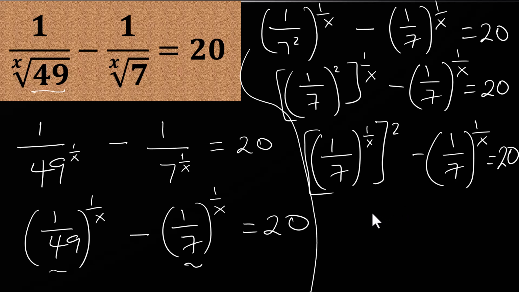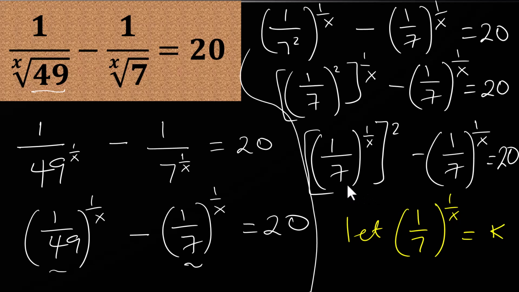So we have something in common here, that is 1 over 7 raised to 1 on x. So let's take it out. Let 1 on 7 raised to 1 on x be k. So going back, I'll put k here. That will be k squared minus k equals to 20. Now let's bring the 20 in. Minus 20 is equal to 0.